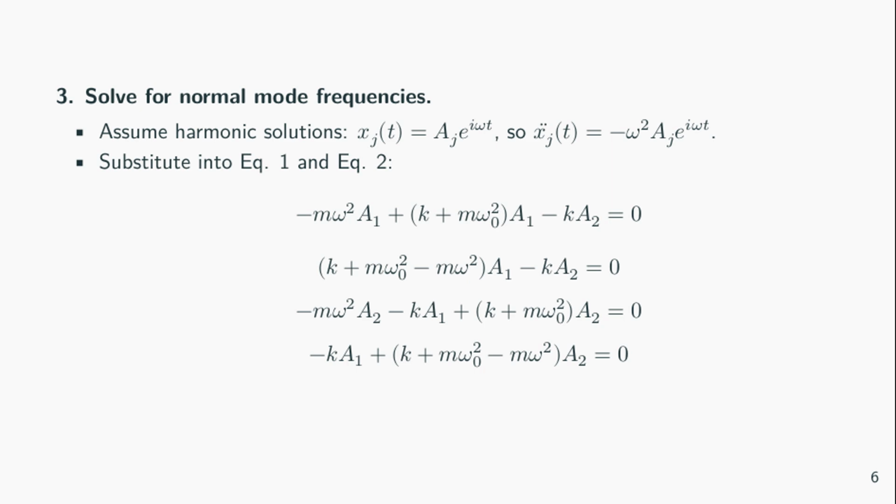To find the natural frequencies or normal mode frequencies, we assume harmonic solutions. Let's assume that each position xj is some amplitude aj multiplied by e to the power of i omega t, where omega is the frequency we are looking for and i is the imaginary unit. If xj is aj e to the i omega t, then the second time derivative xj double dot will be minus omega squared times aj e to the i omega t. Substitute these assumed solutions into equation 1 and equation 2.